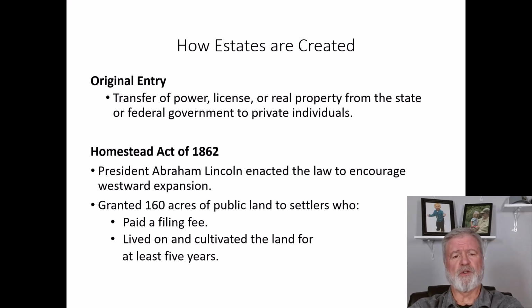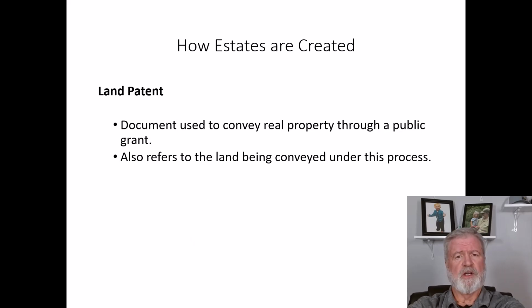So the government would grant up to 160 acres of public land to settlers or individuals who had to pay a filing fee, which is probably not that much. But then they'd have to live on and cultivate the land for at least 5 years. And then they were basically granted a homestead of 160 acres. Wouldn't you like to have that today? Woohoo! But anyway, that was the Homestead Act.